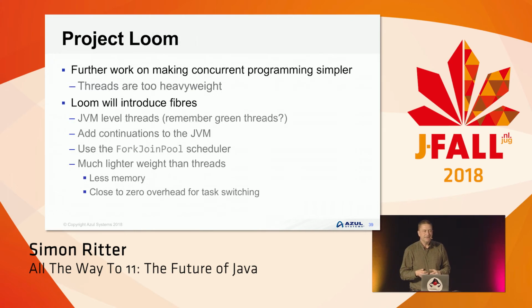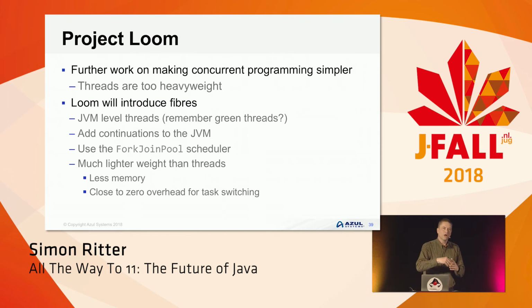Project Loom is about concurrent programming. And if you want to scale up to tens of thousands, millions of threads, that doesn't work by mapping each Java thread to an operating system thread. It's too heavyweight. So what Project Loom is going to do is give you fibers. Fibers is where you have multiple fibers mapping to a single operating system thread, and the JVM will be responsible for scheduling those fibers on that thread.